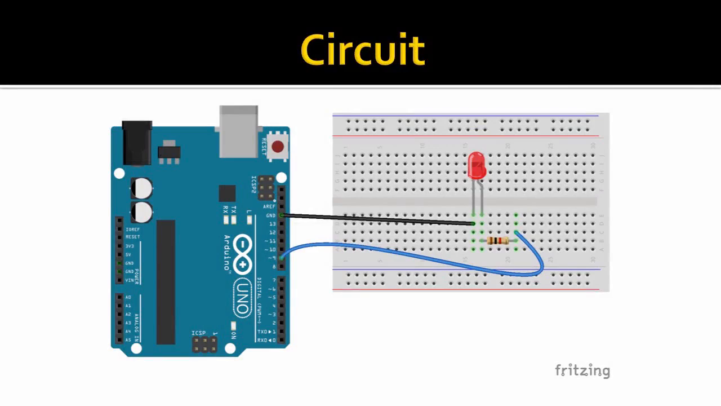We need to be sure to use one of the PWM enabled pins on the Arduino. They're designated by a tilde next to the pin number. We're going to use pin 9.